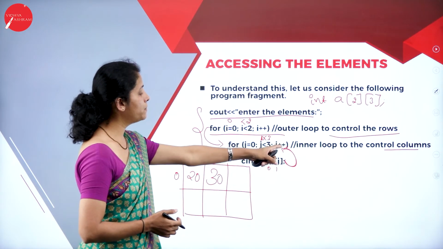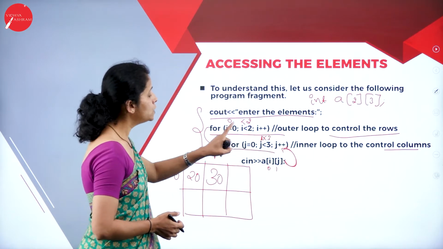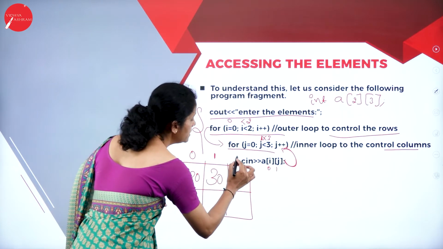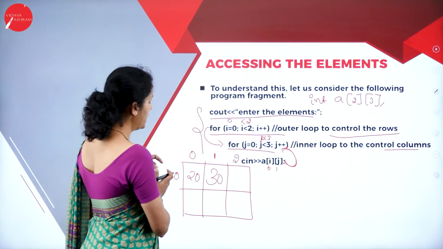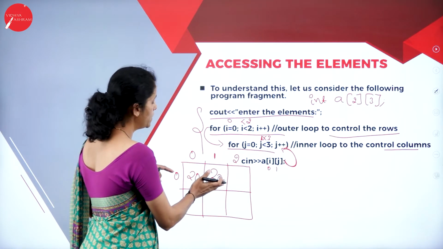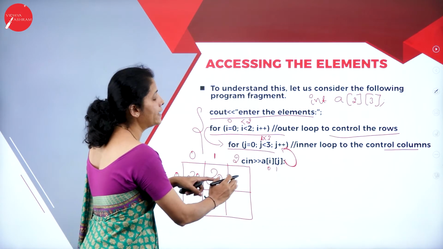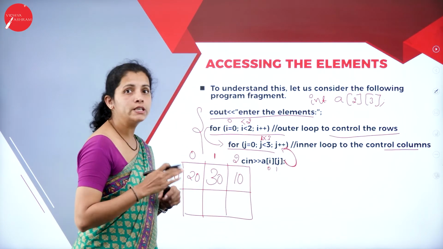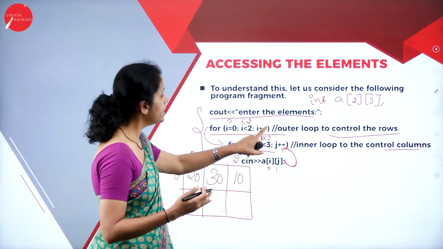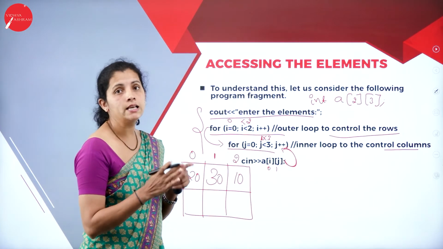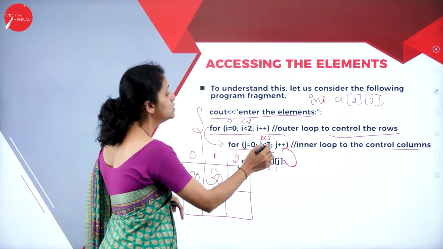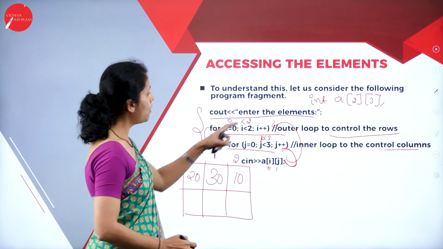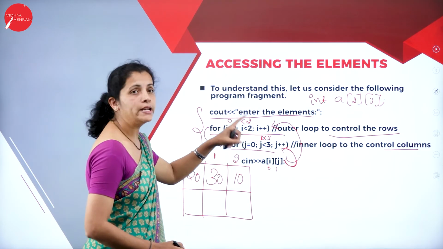Now J is incremented by 1. Now J is 2. 2 less than 3. It is true. Now I'm going to consider the second column and 0th row. So here in the place of the 0th row and second column, I'm going to store 10. Now J is incremented by 1. J is 3. 3 less than 3, the condition is false. So I'm going to move to the outer loop. Now in the outer loop, I is incremented by 1.